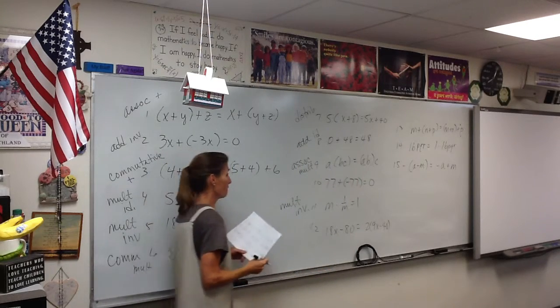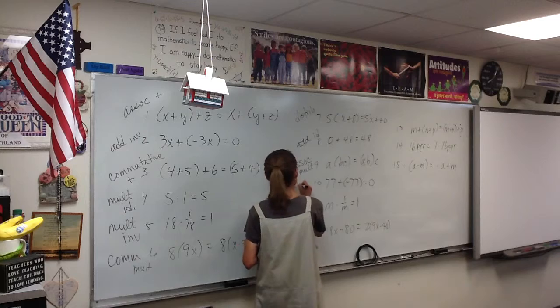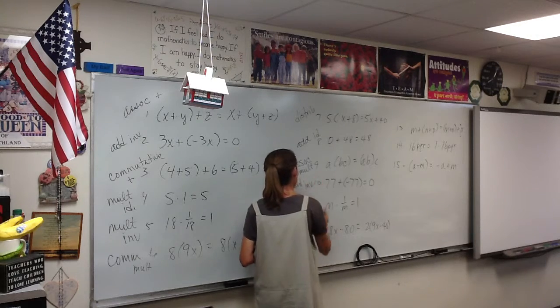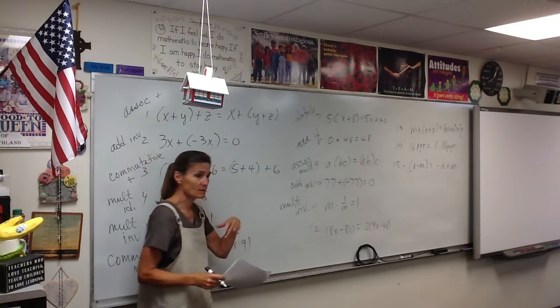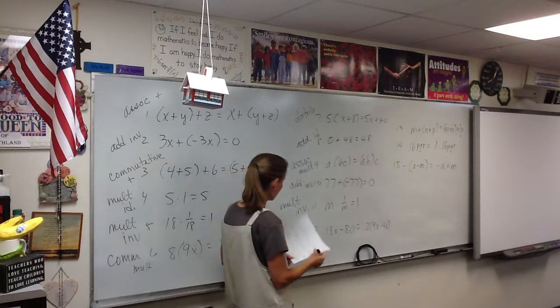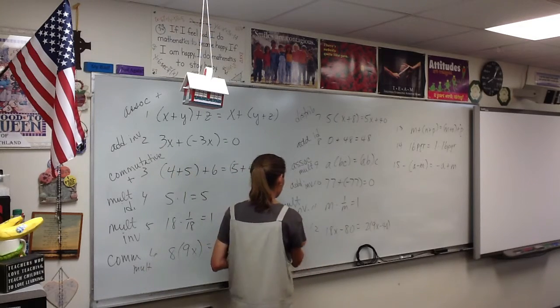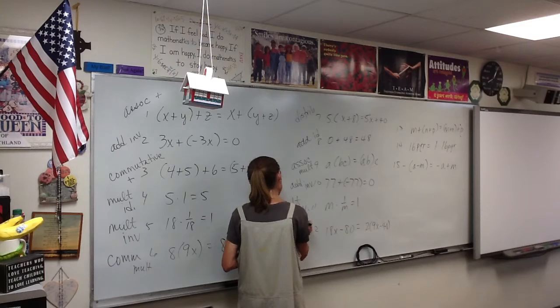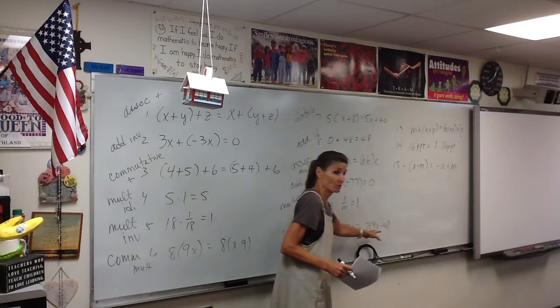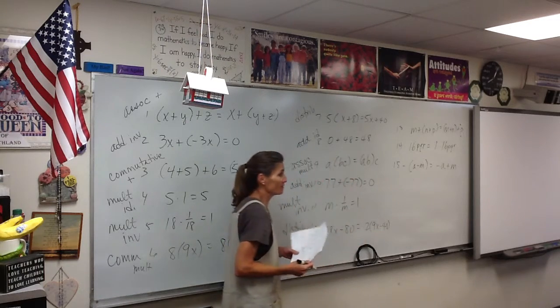Very good. Rachel? 10 is additive inverse. When you add the opposites, you get 0. Very, very good. Some of these are repeats. That's okay. More practice. Lily? 12 is distributive. This is distributive. Good. It's distributive in the other order. We factored. Factoring is distributive. Very, very good.